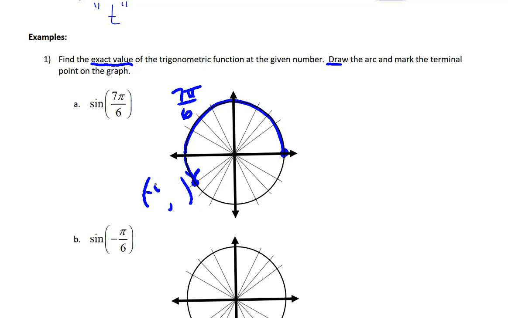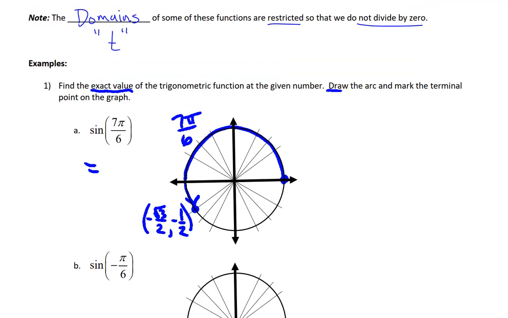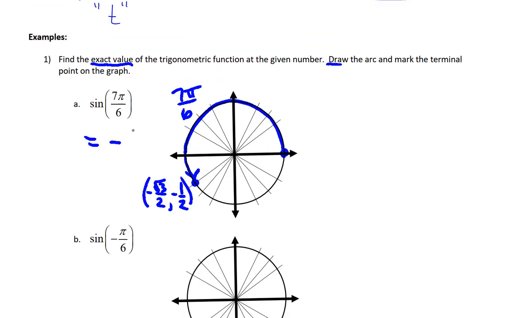It should be negative root 3 over 2, comma, negative 1/2 as the coordinates of that point. Now, the sine value of the input for the arc length 7 pi over 6, as we defined above, is the y-coordinate, which is the negative 1/2. And so we only want the y-coordinate for the sine value of this trig function.